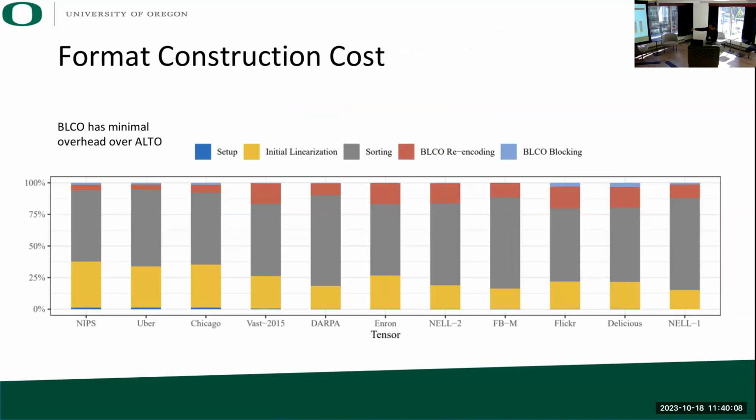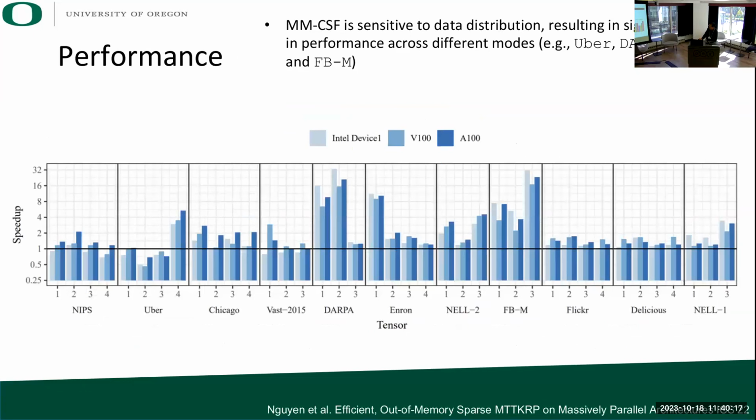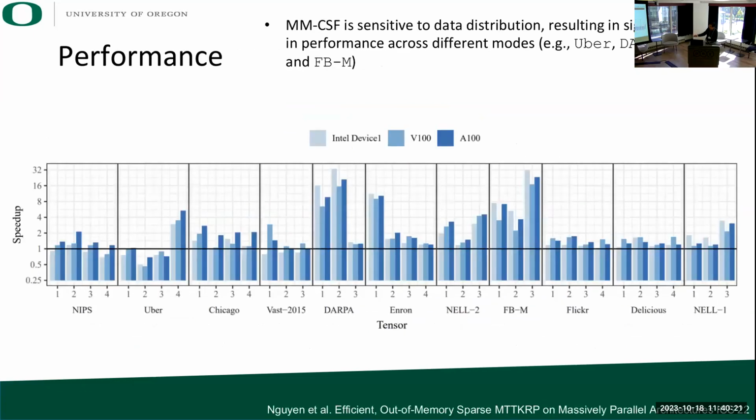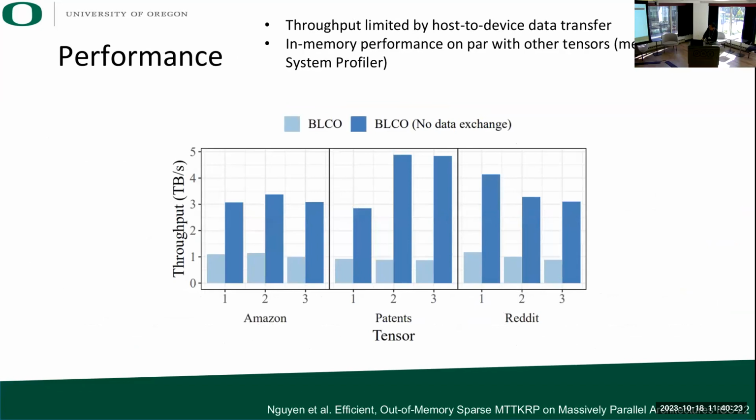So the gray and the yellow bars are Alto format cost generation. And the red and the blue are the additional costs you have to do to go from Alto to BLCO. So it's a very small overhead. And then it is much cheaper to generate. And it actually runs on these Amazon Patents and Reddit tensors just as effectively as the other smaller tensors.